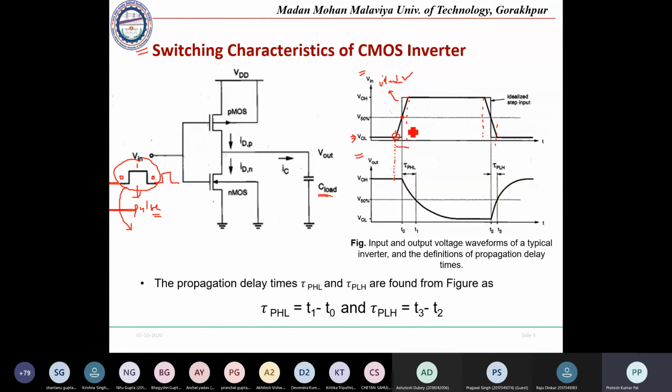Once the input has changed to a high value, the output starts to decrease. It will take some time to decrease from high to low value. So it will be decreasing, and it will keep on decreasing. If the input is high, the output will be low, but it takes some time to reach the low value, and again this will be there.